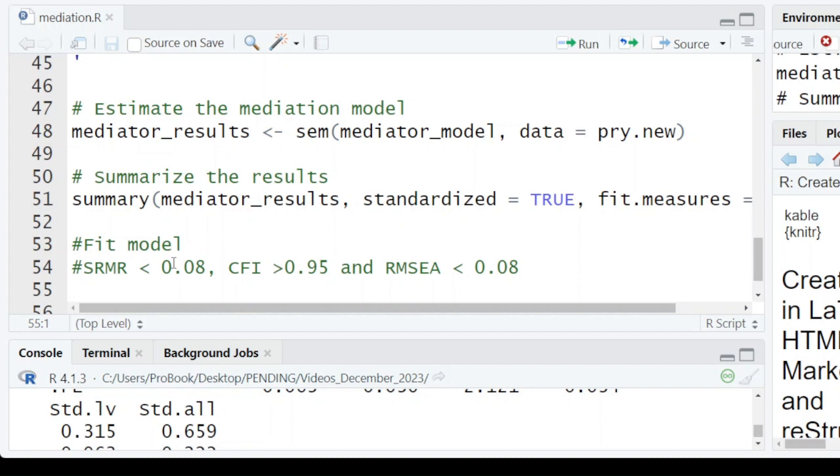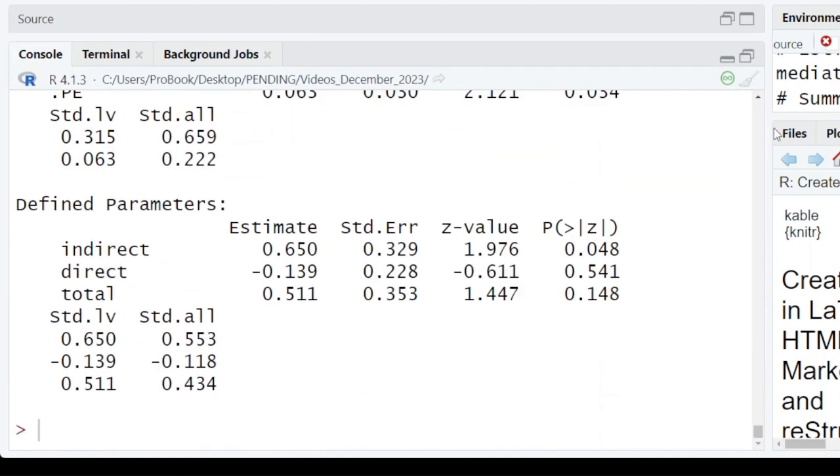One of the things that we might not have mentioned is to check the model fit. Is this model a good fit? SRMR should be less than 0.08, CFI should be more than 0.95, and RMSEA should be less than 0.08. So you can see SRMR and RMSEA should both be less than 0.08, and CFI should be more than 0.95.